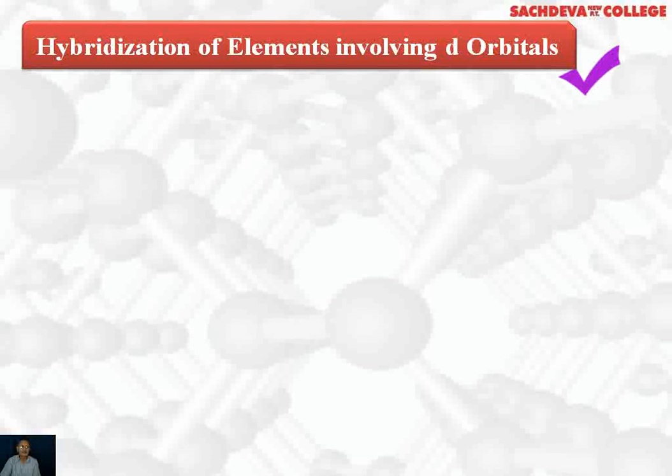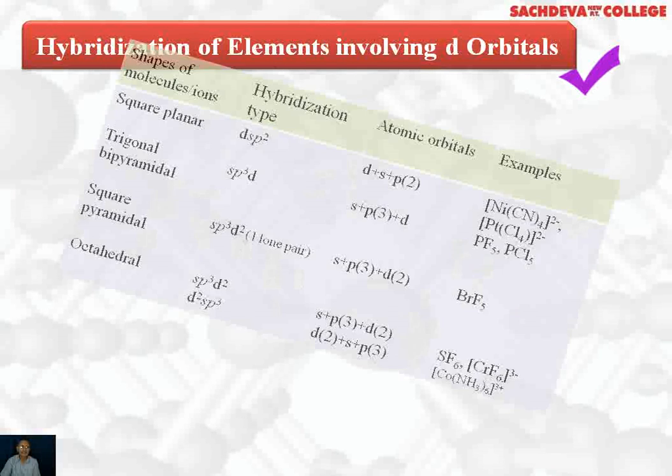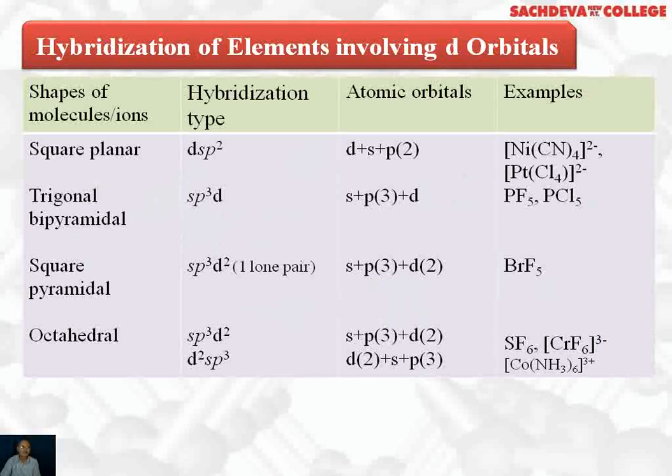Let's take up hybridization of elements involving d orbitals. The first type is dsp2 hybridization. The shape is square planar. Here one d orbital, especially x square minus y square, which is on the x-axis and y-axis, is involved in this hybridization, along with 1 s and 2 p orbitals. And this dsp2 hybridization is possible in complex compounds.